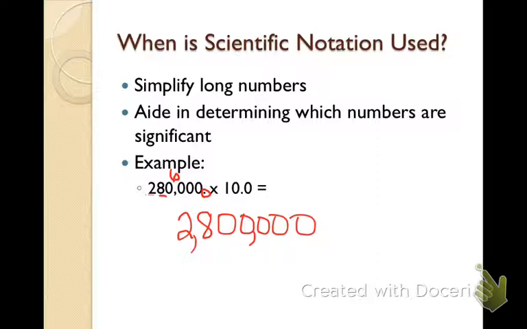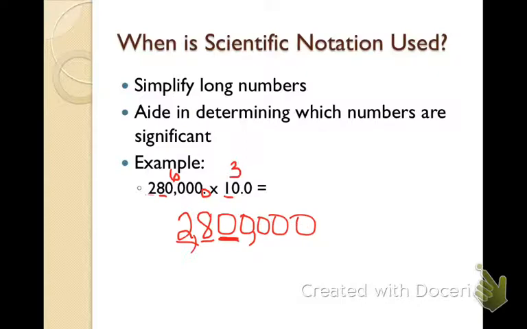Let's take a look over here. 10.0. So the 1 is definitely significant. There is a decimal point somewhere in here, so these zeros are also significant. So there's 3 sig figs there. So our final answer should be 3 sig figs. Now we'd go over 1, 2, 3. Well, how do we show that this 0 is significant, but none of these other ones are significant?